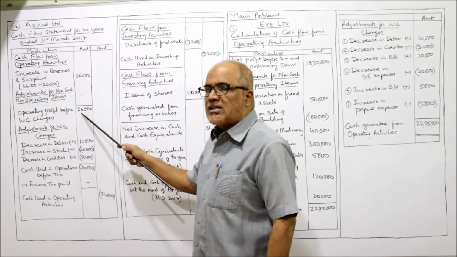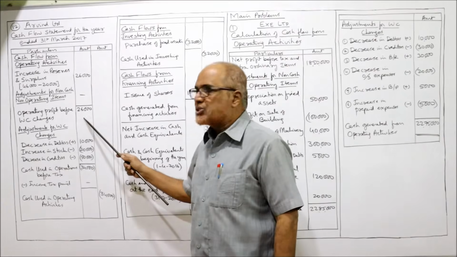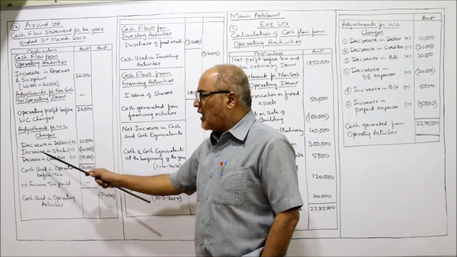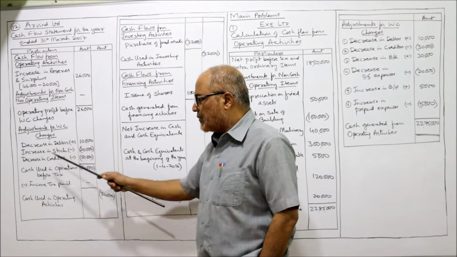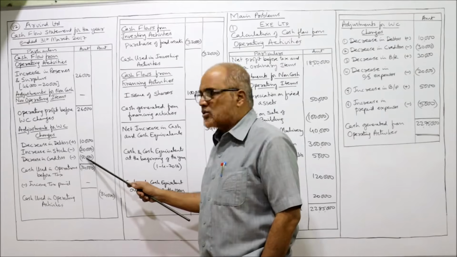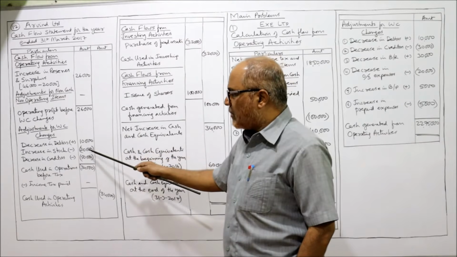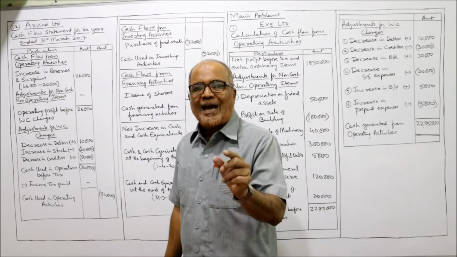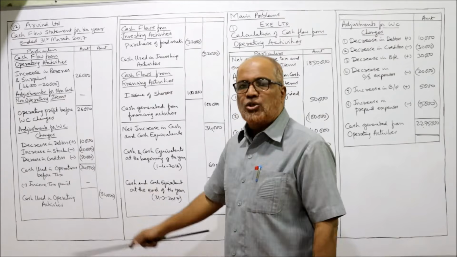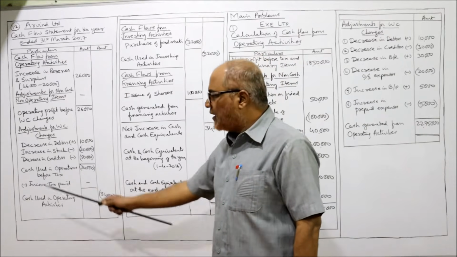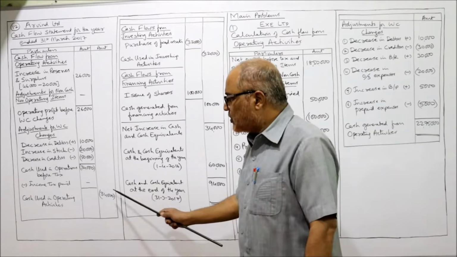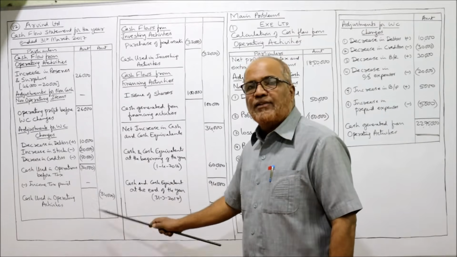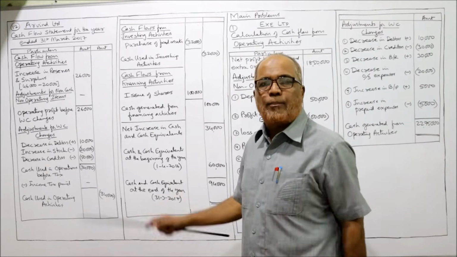Now see, 26,000 is the operating profit before working capital changes. To this, adjustment for working capital changes: decrease in debtors add 10,000, increase in stock minus 20,000, decrease in creditors minus 50,000. So 26,000 plus 10,000 minus 20,000 minus 50,000, you will get minus 34,000. This is the cash used in operations before tax. Income tax paid is not given in the problem. So this 34,000 is called cash used in operating activities.